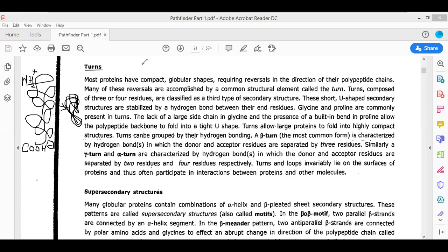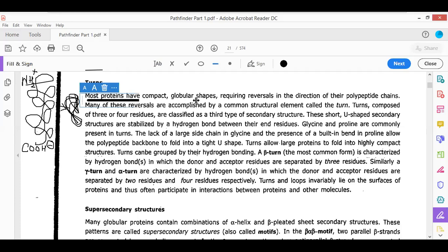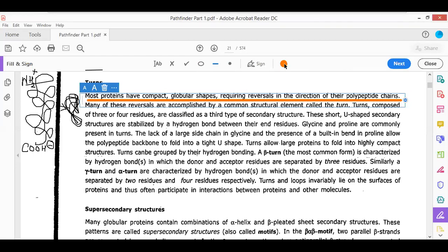Now, how are these turns produced? How are these loops produced? That we will have to look forward to. Okay, so see what is written here. Majority of the proteins have a compact globular structure. This compact globular structure requires reversal in the direction of the polypeptide chain. This reversal in the direction of the polypeptide chain is mediated with the help of another structure, and that is referred to as the turns. This modification is done with the help of turns.